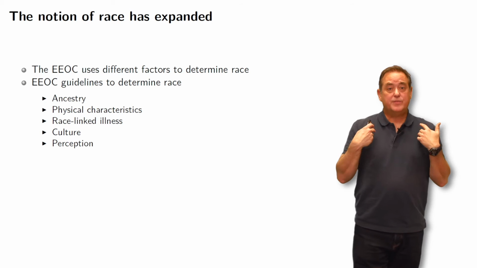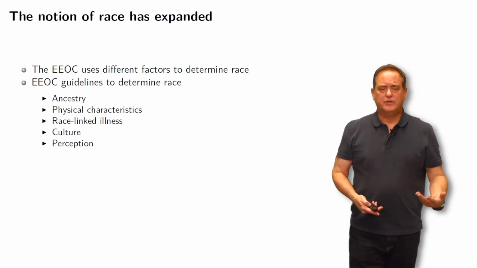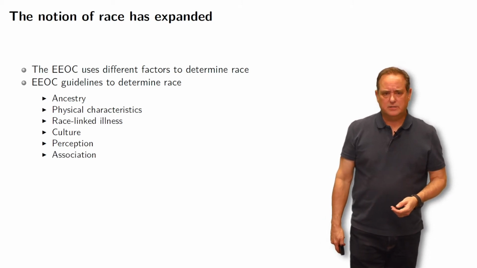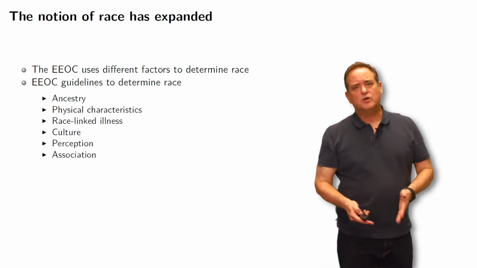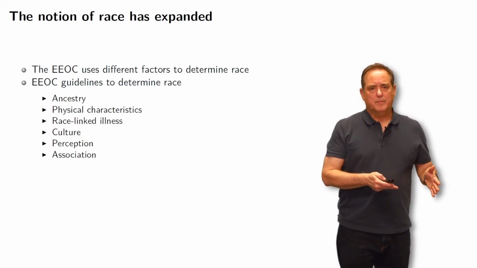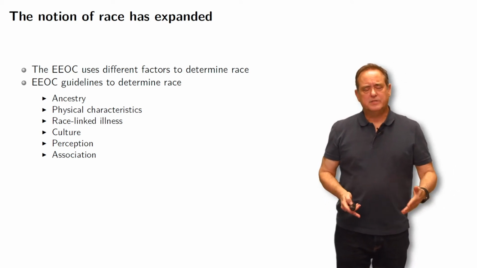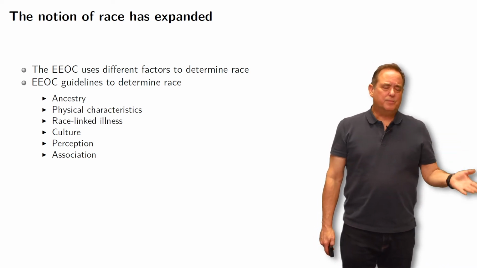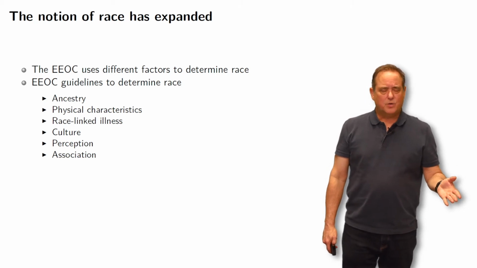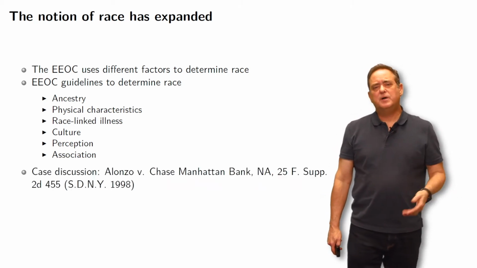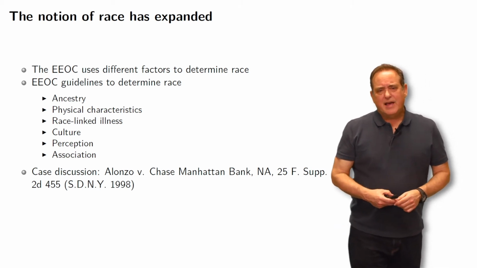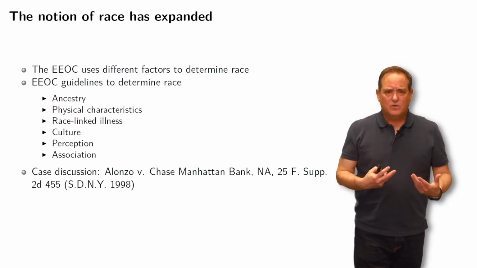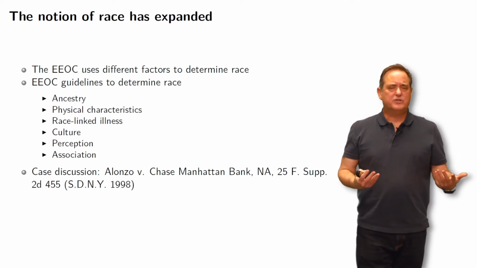Perception. Not what do you think of yourself, but what do others think of you? That could lead to a claim of race discrimination. Association. Who is it that you associate with? What do those people consider themselves to be in terms of race? So establishing race, which at one point seemed to be a pretty straightforward issue, has become much more difficult. And in fact, the idea of what is race? Is race ethnicity, or is it something different? Well, courts have struggled with that.